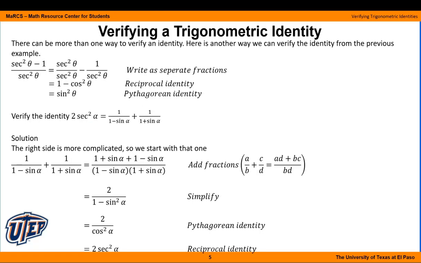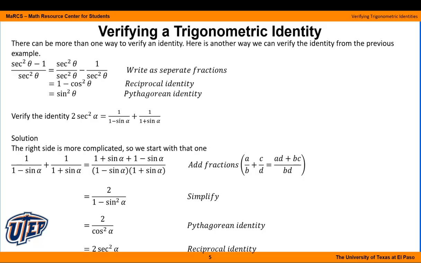One of the interesting aspects of trigonometric identities is that there is often more than one correct solution. In this example, we verify the same identity using a different approach. Instead of using the Pythagorean identity first, we begin by splitting the fraction into two separate fractions. Next, we use the reciprocal identity to simplify each term. This gives us 1 minus cosine squared alpha. Applying the Pythagorean identity transforms the expression into sine squared alpha.